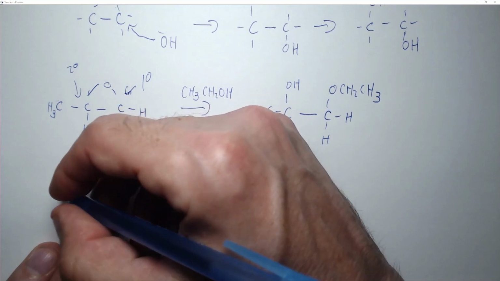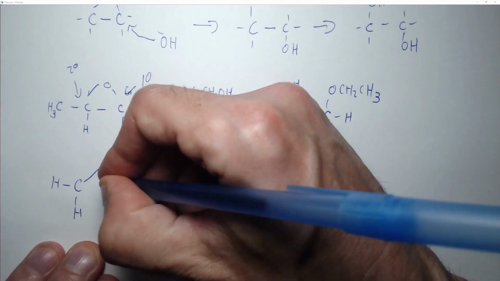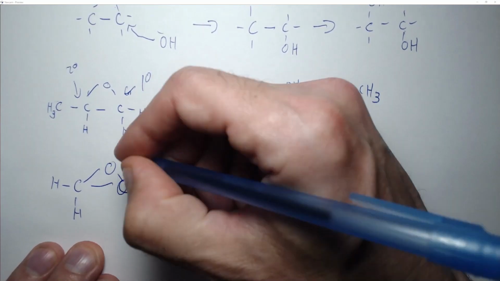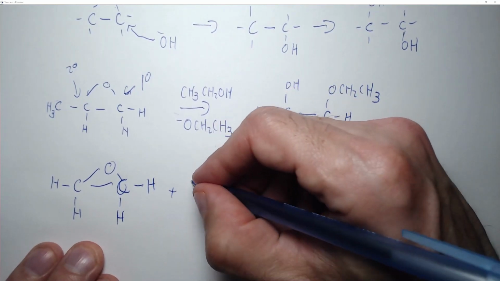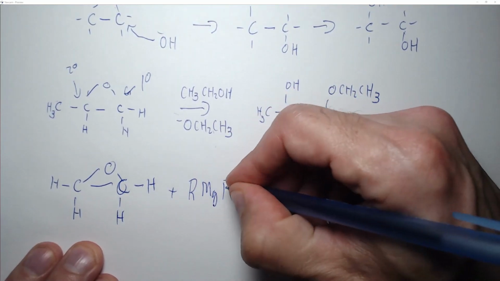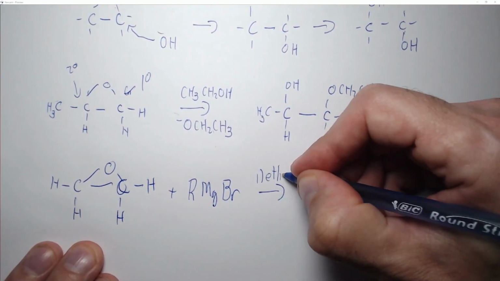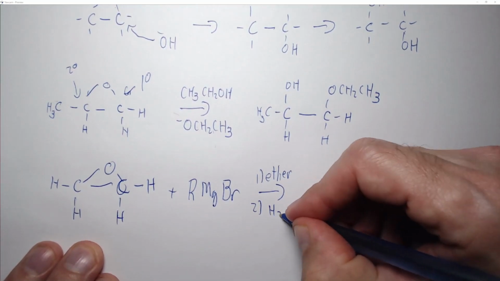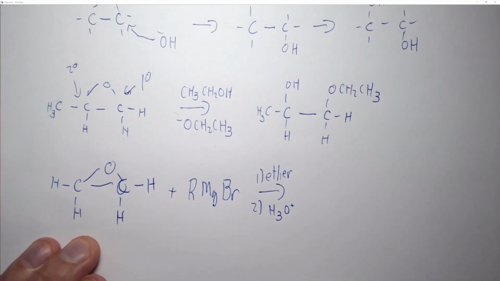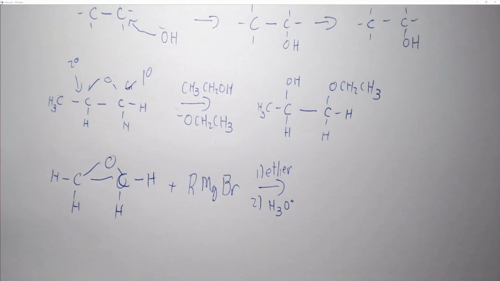So in this case, we have a simpler epoxide with just H's on both sides, so it's symmetrical. It doesn't matter which side the attack occurs on. And we add R-MgBr. If you remember, usually the Grignard is in ether, and then in step 2, we have to add H3O+ to protonate the alcohol that is formed, the negatively charged O on the carbon.